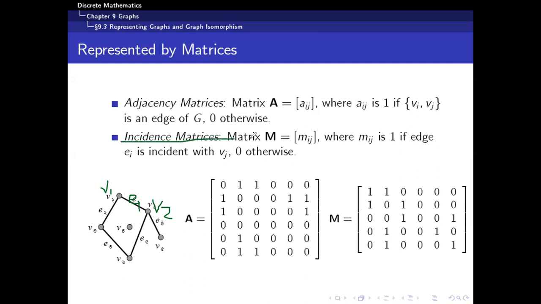I already discussed this incident matrix previously in this chapter. So you forgot. Yes, sir. So E1 is connected with V1 and V2, so both V1 and V2 will be 1. Next, E2. E2 is connected with V1 and V3. So this one is V3. Okay, hold on. I became also confused.